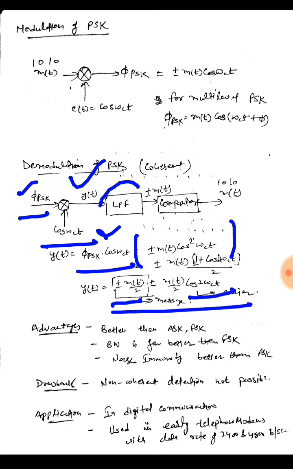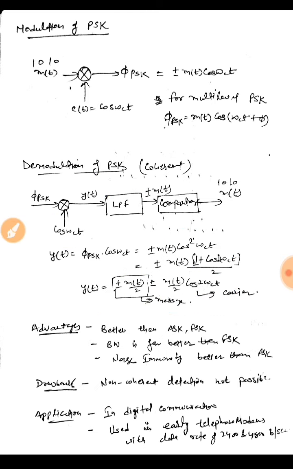So we would pass this y(t) through a low pass filter, which would give us plus minus m(t), and by using a comparator we would get 0 and 1, 1 for positive voltage and 0 for negative. So this is our information m(t)/2, which we can receive using a low pass filter, which would filter out this high frequency component.